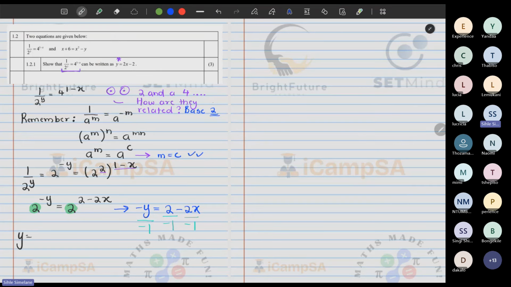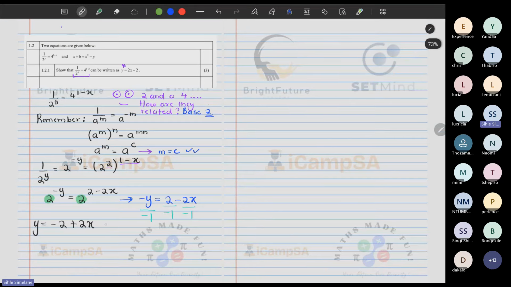So that means we'll have y equals, when you take 2 and divide it by minus 1, it becomes minus 2. Minus 2x divided by minus 1 becomes 2x. So the final answer you can write as y equals 2x minus 2. And this becomes our answer. Do you guys understand?